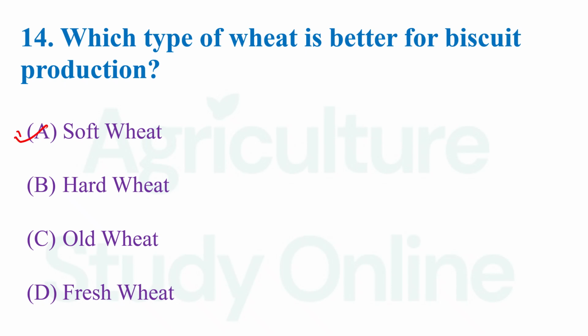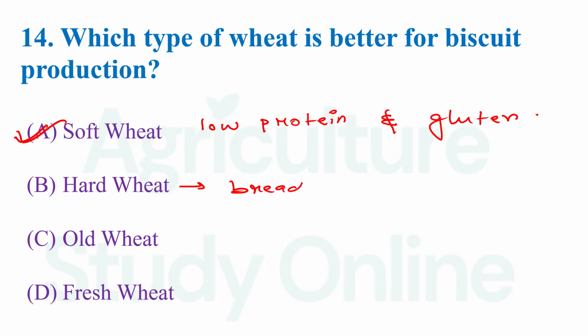So it is soft wheat because it has low protein and gluten. It means it gives a soft, crumbly texture which is ideal for the biscuit. Hard wheats are basically used for bread, not biscuits. Old wheat is not a standard. Fresh wheat is not a standard. So soft wheat means less gluten, best for biscuits. Correct option is option number A.